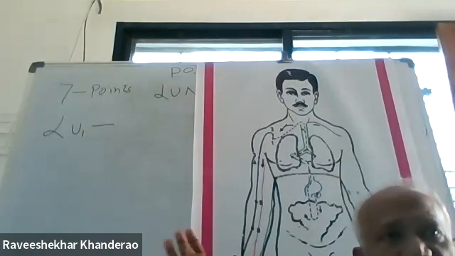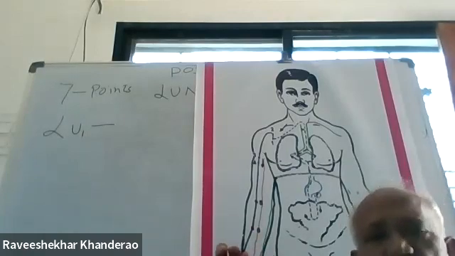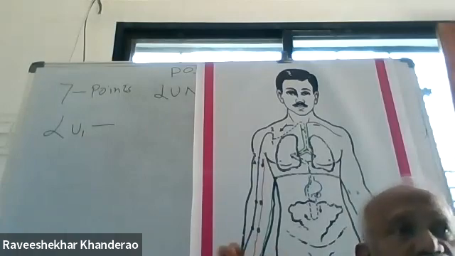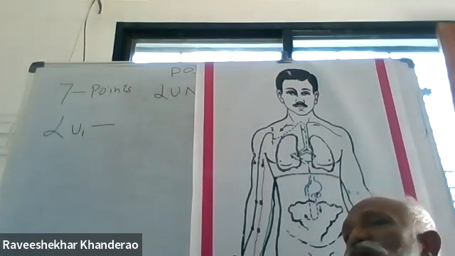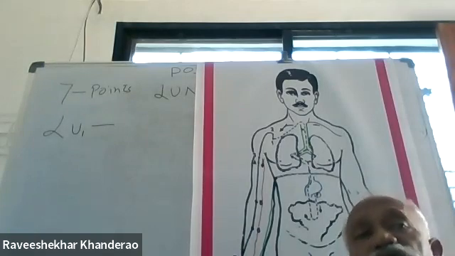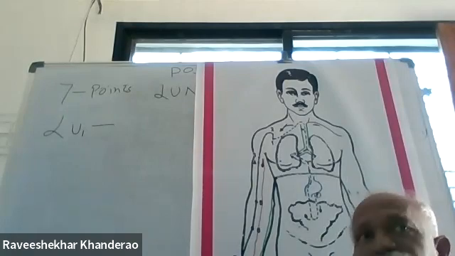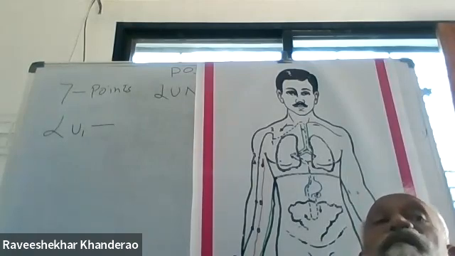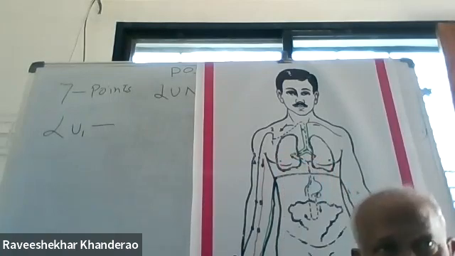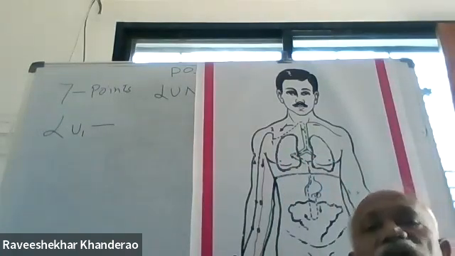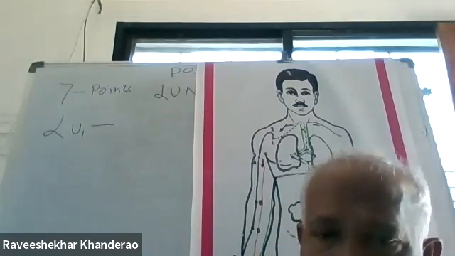What is the qualification of this point? The qualification of this point is that it connects to the spleen channel. Can you see? Where is this? Spleen 21 connects to all the meridians. Isn't it near that? The spleen meridian then goes up and spreads under the tongue. So it connects the spleen meridian. That is the qualification of the point.